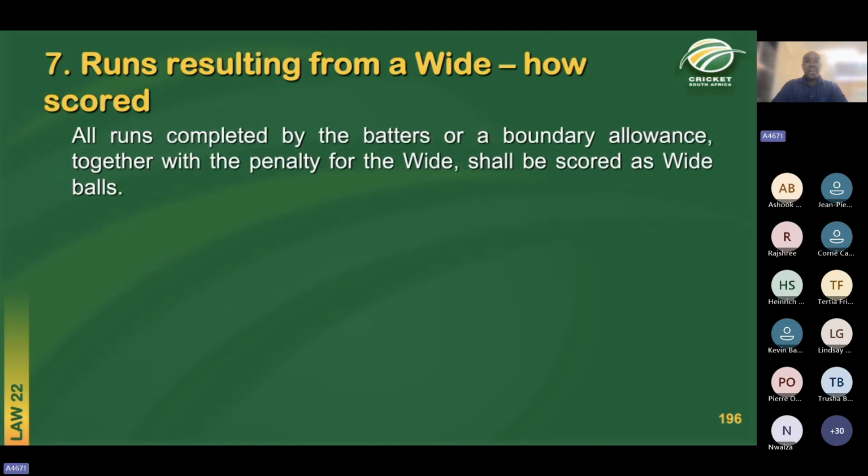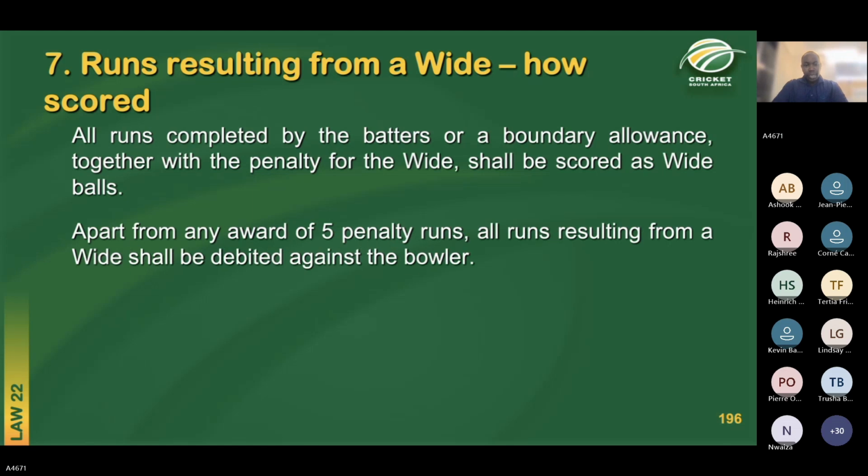All runs completed by the batters or a boundary allowance together with the penalty for the wide, as mentioned, shall be scored as wide balls and will go against the bowler's figures. Apart from any award of 5 penalty runs, all runs resulting from a wide shall be debited against the bowler.